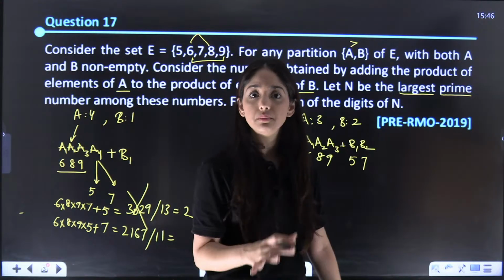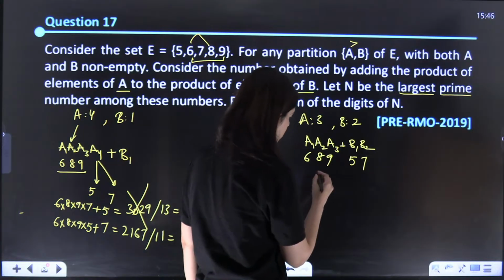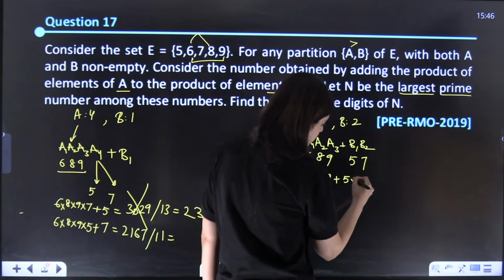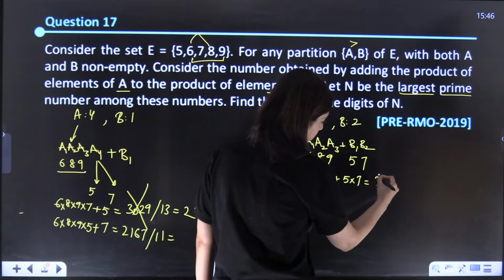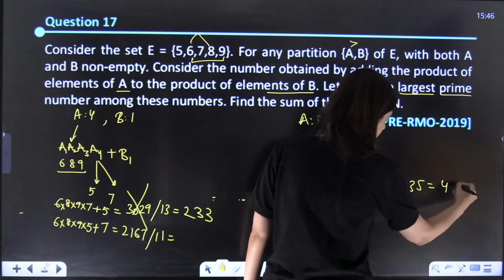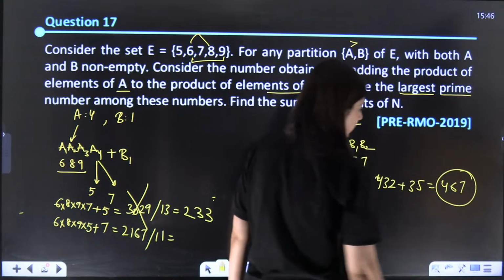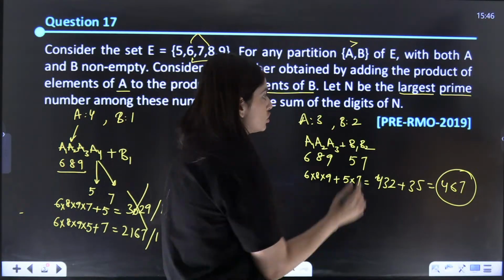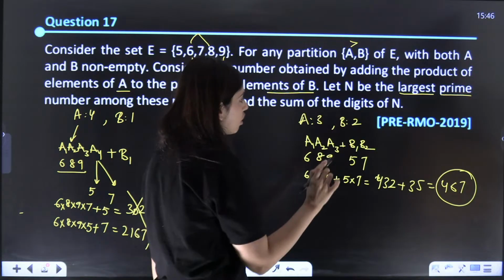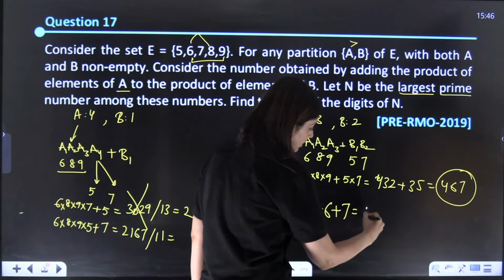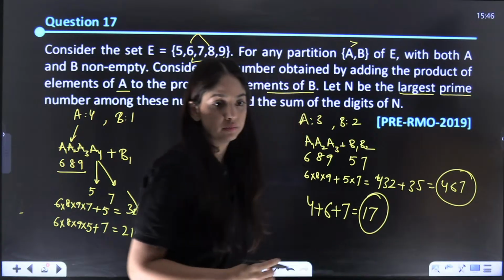The only possibility we have remaining is this one, which is 6 into 8 into 9 plus 5 into 7, which comes out to be 432 plus 35, 467. And now you can check that it is a prime number. So the sum of digits of n will be 4 plus 6 plus 7, that is 17.